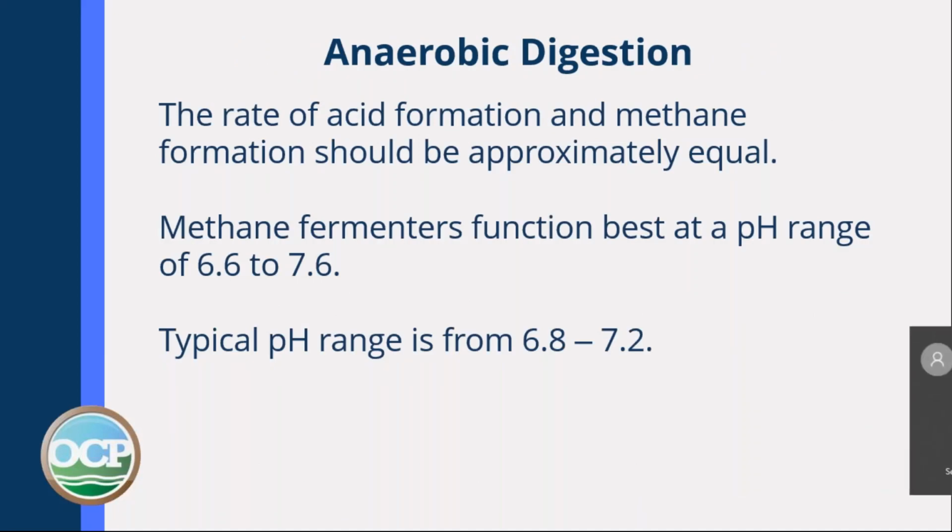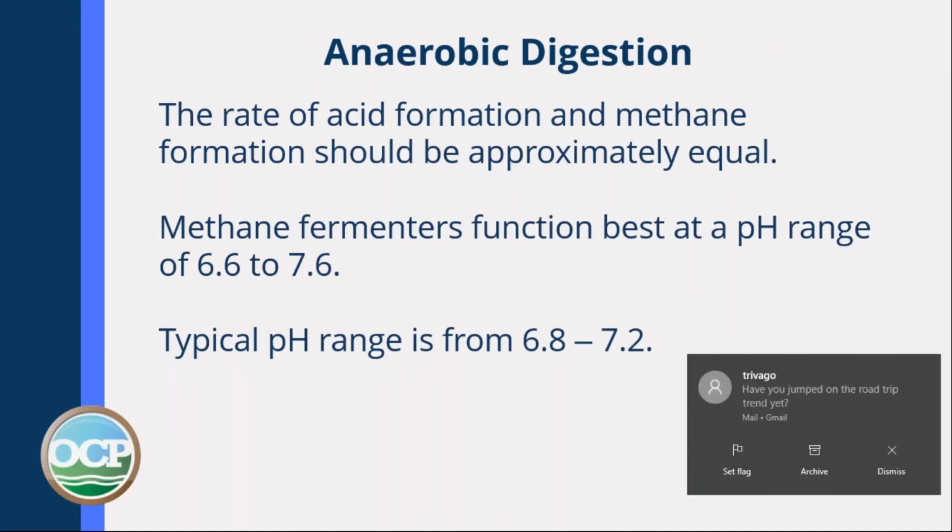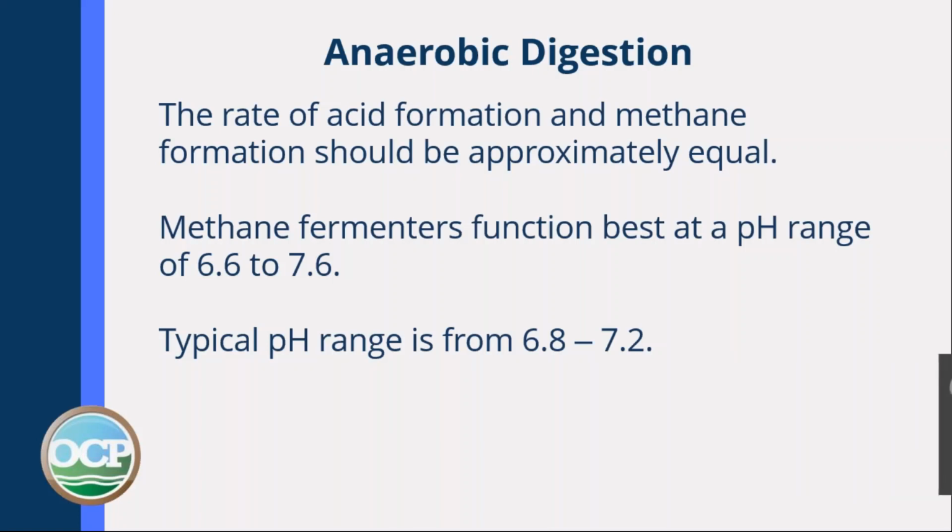In anaerobic digestion, the rate of acid formation and methane formation should be approximately equal. Methane fermenters function best at a pH range of 6.6 to 7.6. The typical pH range for digestion is from 6.8 to 7.2, just like it is in your wastewater plant.